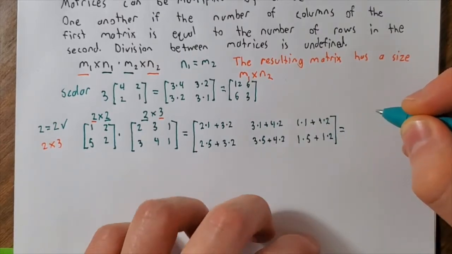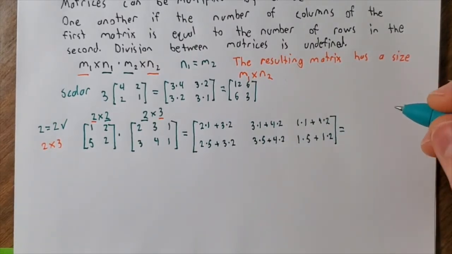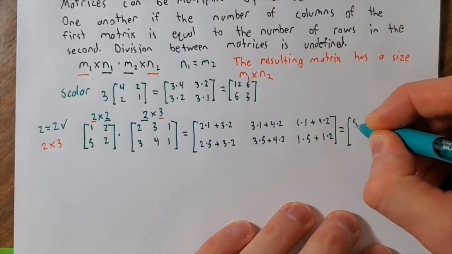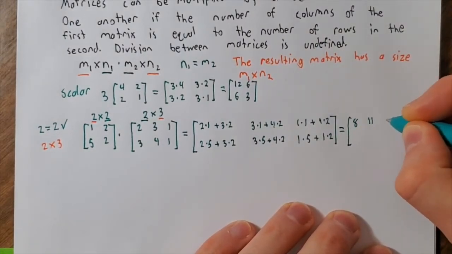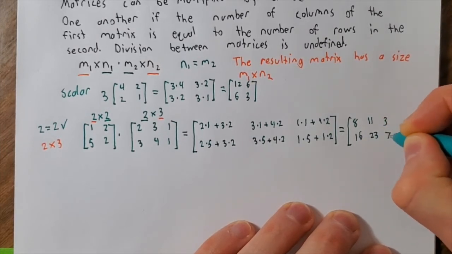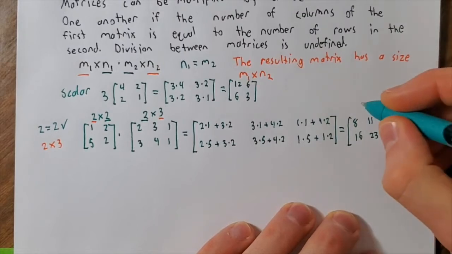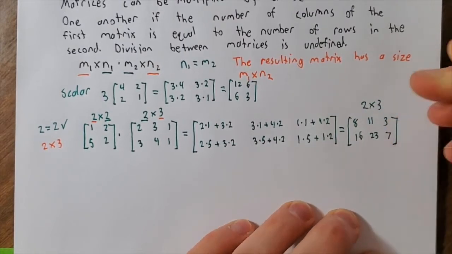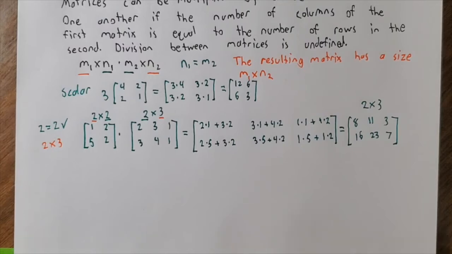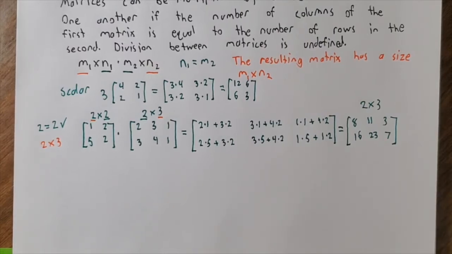Then we just have to combine all of our terms together. And when we simplify this down, we should be getting a final answer of 8, 11, 3, 16, 23, and 7. And notice we've got a 2 by 3 matrix here, just like we said we would based on our initial observation of the matrix size.